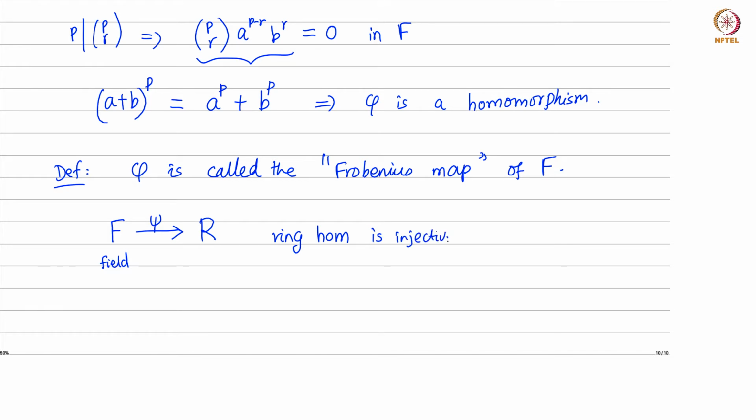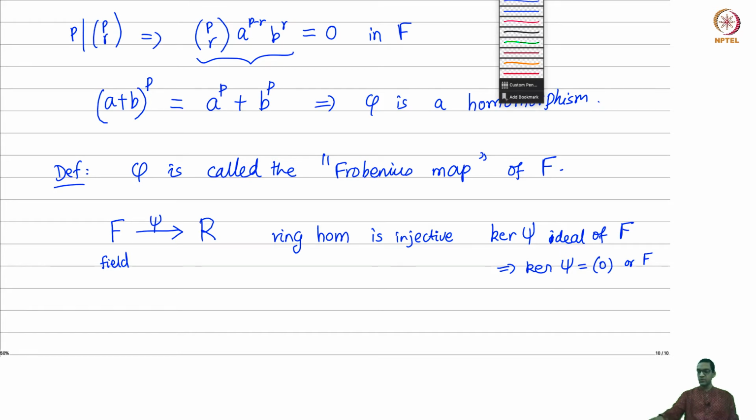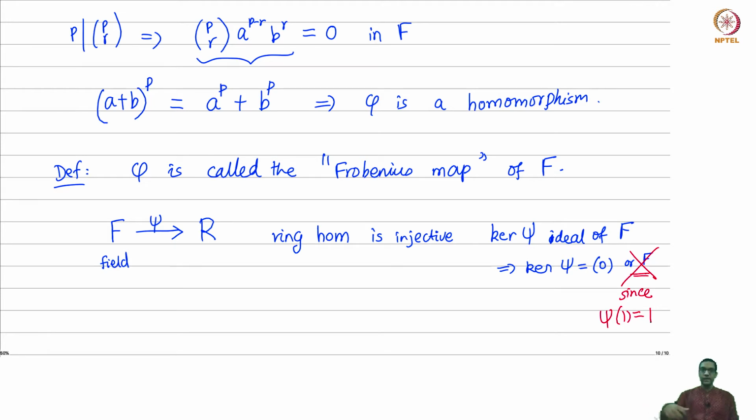Okay, why is that? Because the kernel, recall, is an ideal. So the kernel of this, let's call it psi, is an ideal of the left hand side, but a field has no ideals other than 0. Okay, so this means that, well, there's also the whole ideal, if you wish. The kernel can be 0 or the whole thing, but it can't be the whole thing because 1 maps to 1, right? It can't be this, since by definition a homomorphism is required to map 1 to 1. Okay, so any ring homomorphism is necessarily injective if you are going from a field to some other ring, because a field doesn't have any ideals.